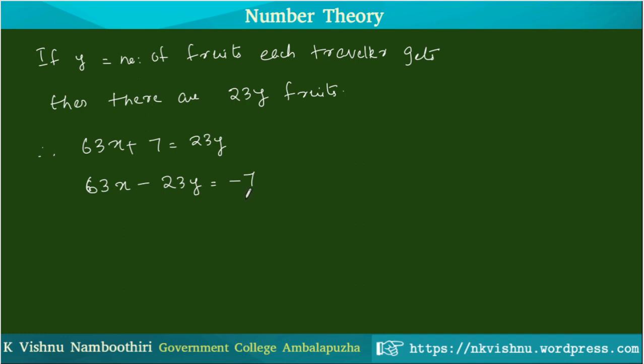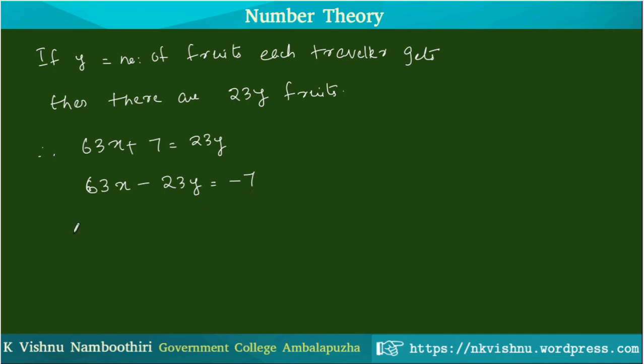x is the number of fruits in each heap. Therefore, x is a natural number. So we want to know the number of fruits, that is x. But once x is found, y also will be found, or once y is found, x also will be found. Therefore, once we find one of the variables, the other variable value will be automatically obtained. So we need to actually solve it for just one variable, and the other value also will come.